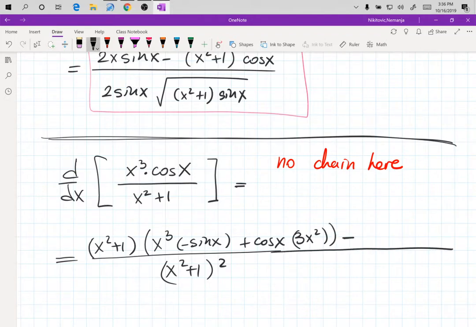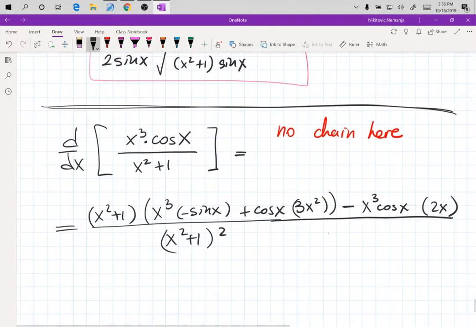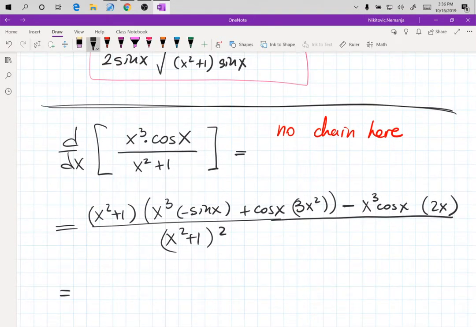minus x cubed cosine x times the derivative of the denominator, which is 2x. Awesome. All we need to do is simplify this a little bit and we're done.